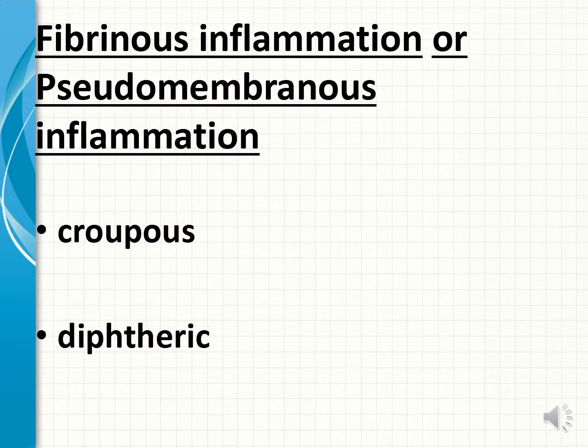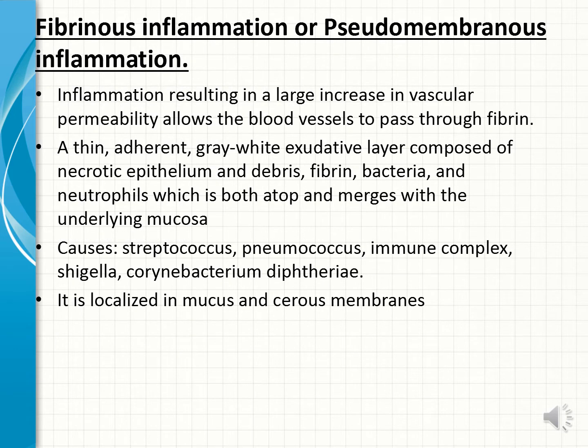Now we go to fibrinous inflammation or pseudomembranous inflammation. In various books they are mentioned under these names, which are synonyms. So this kind of inflammation has two subtypes. The first one is Krupp's inflammation, and the second is diphtheric one.